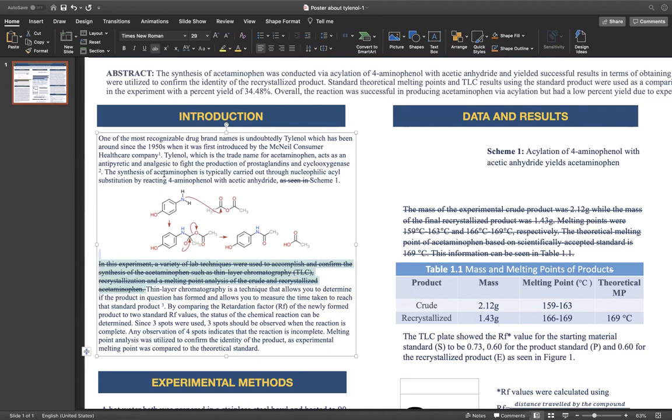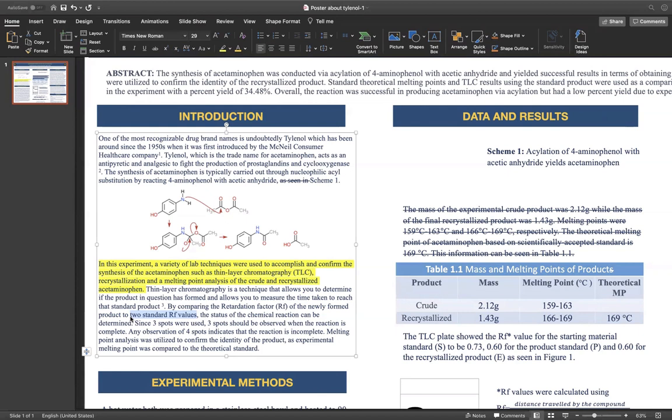Thin layer chromatography is a technique. Well, if you mention that, why you're using TLC, then you could mention what TLC does. TLC is a technique that allows you to determine if the product in question has formed, and allows you to measure the time taken to reach that standard product. Okay, well, how? If you read on, by comparing the retardation factor of the newly formed product to two standard RF values. Which two standards? The experiment or the chemical reaction can be determined.